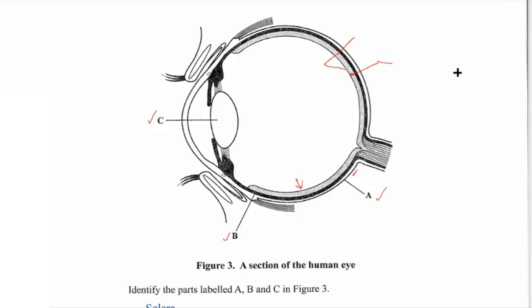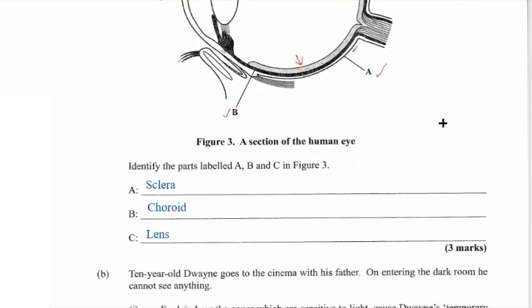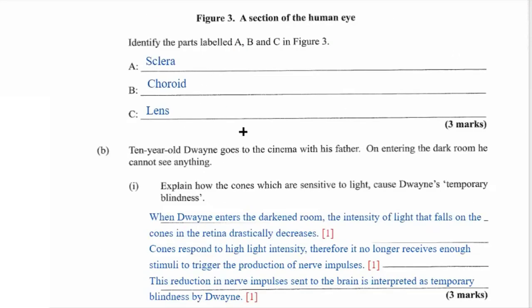However, the label line ends at the thick black line of the choroid. It has that dark pigment to prevent internal reflection in the eye. And C is sclera. Yes, pun intended. The lens. Those are our answers. One mark each: sclera, choroid, and lens.